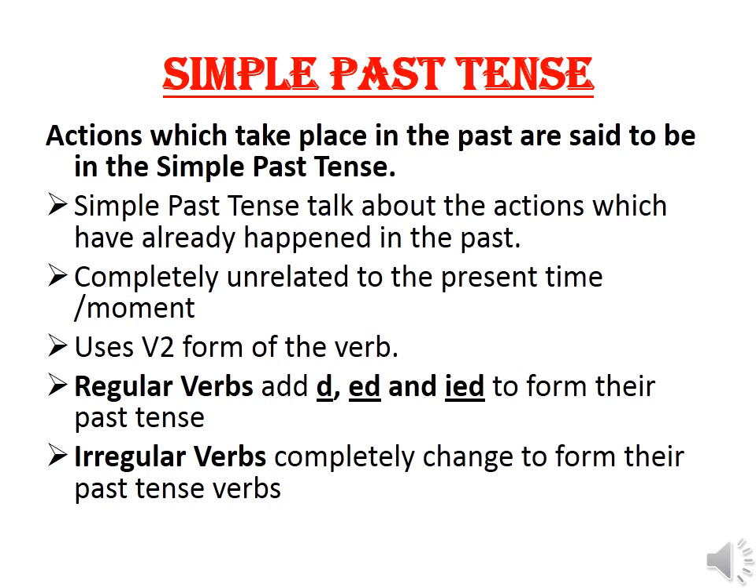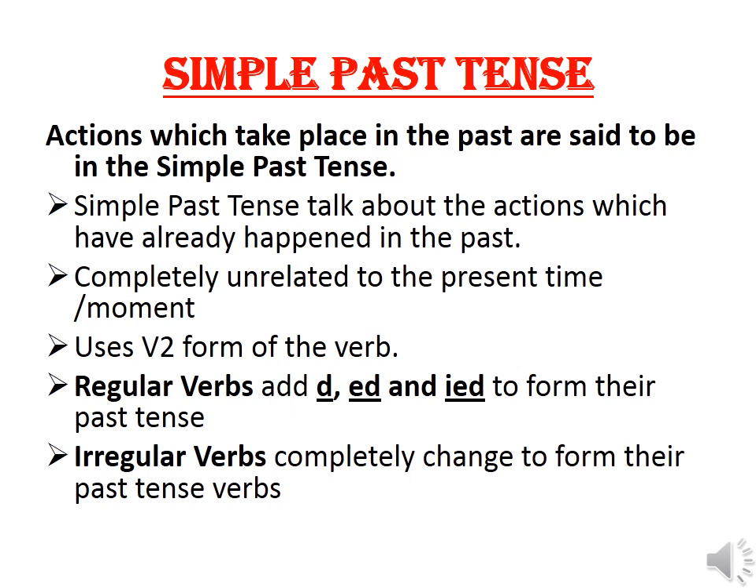First, simple past tense talks about the actions which have already happened in the past, and it is completely unrelated to the present time or moment, and it always uses V2 form of the verb.